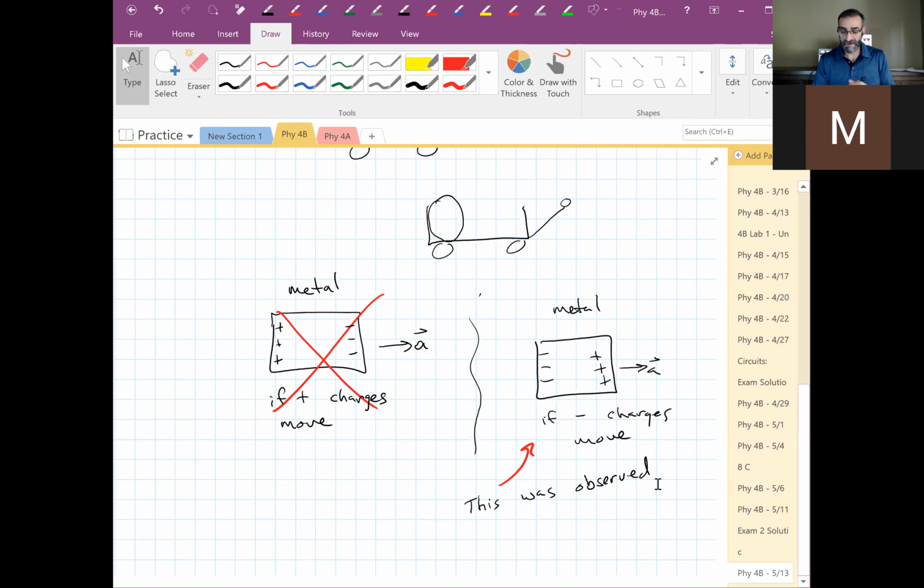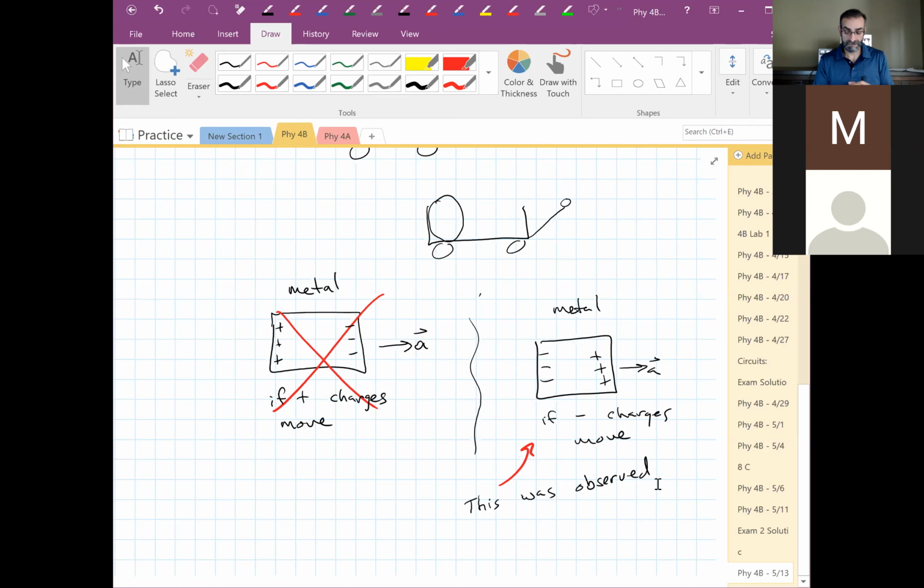Yeah, go ahead. But how could you tell the charge that got left behind is positive or negative? No, you could just measure the potential difference. You could put a voltmeter here. That would tell you which side's at higher potential, right? Oh, that's cool. Thank you.